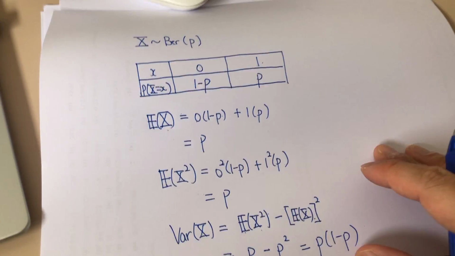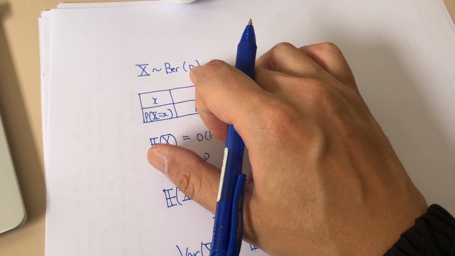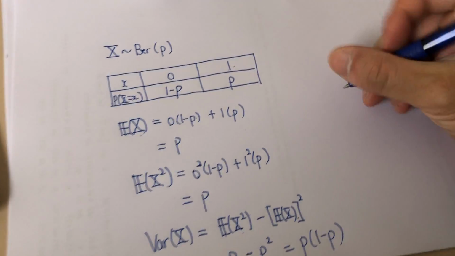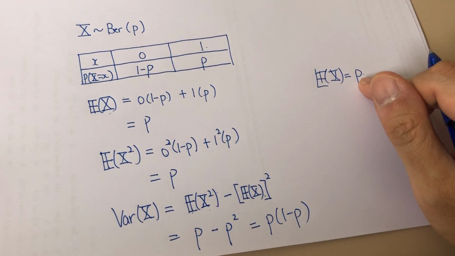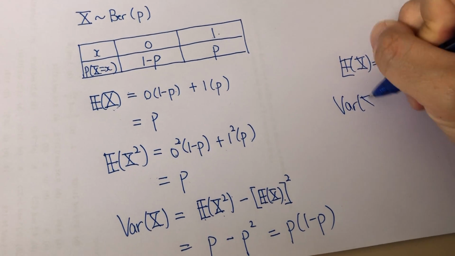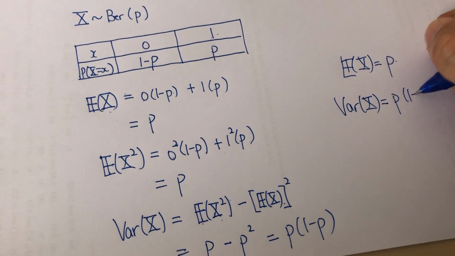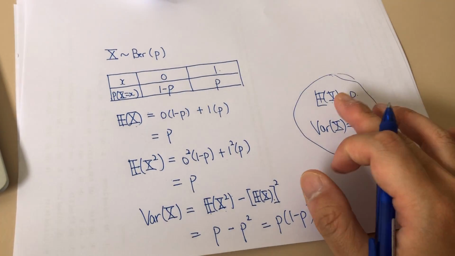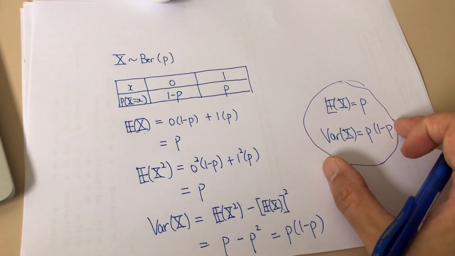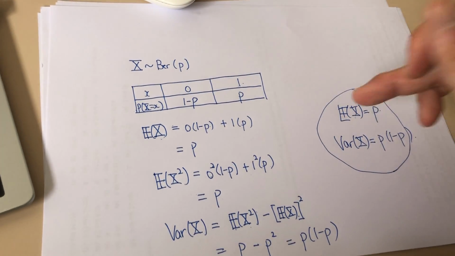So for the general case, for all Bernoulli distributions with probability of success p, the mean is always p, the probability of success, and the variance is the probability of success p times the probability of failure 1 minus p. Now we've got a very useful result. We have to memorize it. For any Bernoulli distribution, we can easily tell the mean and variance.